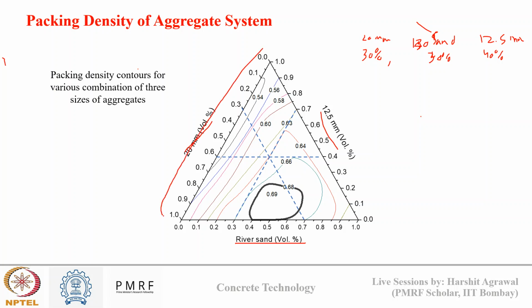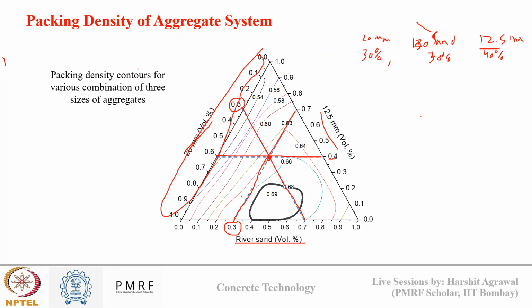This is my scale for 20 mm aggregate. Here I will take the mark of 30 and draw one line from the point, like this. Then for sand, again I have the mark for 30, and I will draw a line through that point. And for 12.5 mm, I have a mark for 40, through which I will draw one line. Now the point at which these three intersect will give me the packing density of the system.